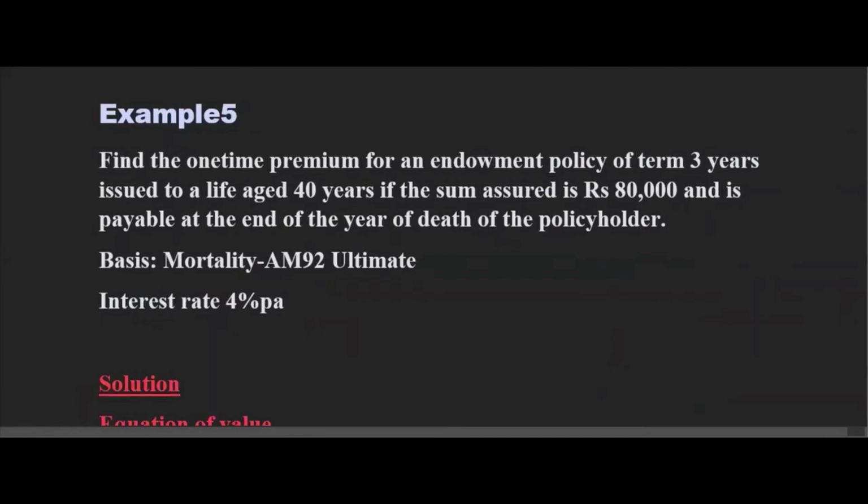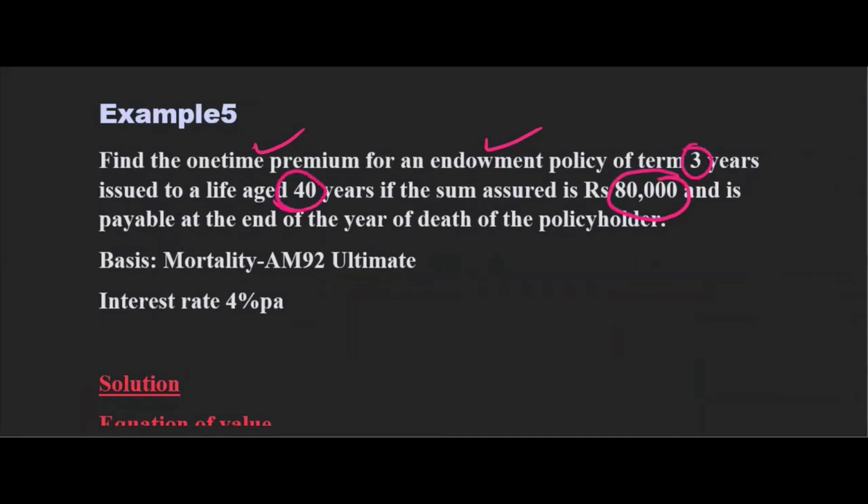Then the next one, find the one-time premium once again. Endowment policy now, term 3 years, age 40, present age is 40, sum assured is 80,000, okay, and the benefit is payable at the end of the year of death of the policyholder. When we say endowment, there is a survival benefit also. Sometimes you will get it in the question, or here I can add, or survival to the end of the term.